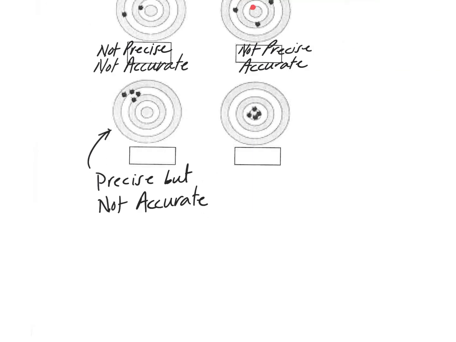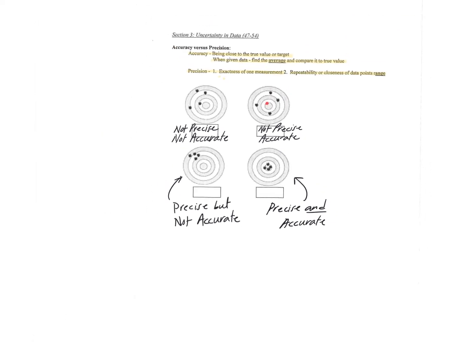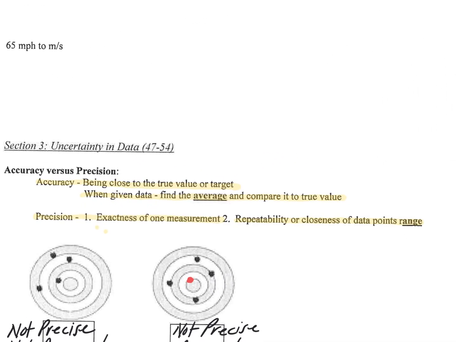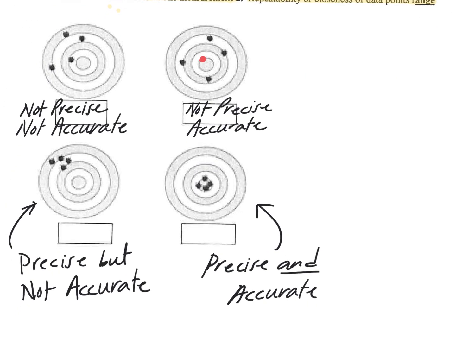In the lower left-hand side, we've got a bunch of dart shots that were very close together, so that's precise, but not accurate because they're off of the center of the target. And in the last one, all the dart shots were very close together. They were right on target, right in the middle. So we are precise and accurate. So we're going to go on and use these definitions now to go to the next page and look at some data in a data table.